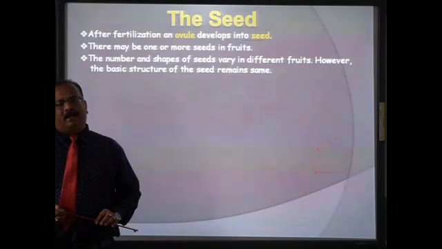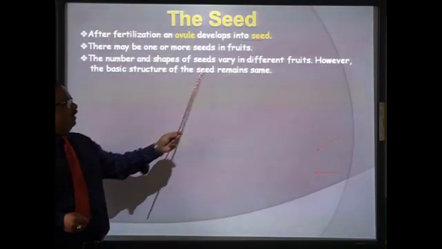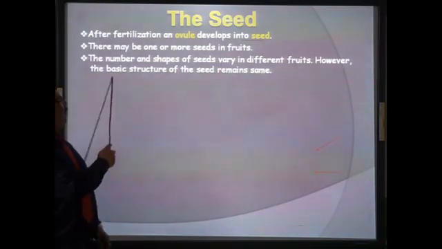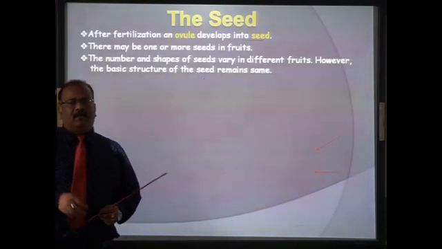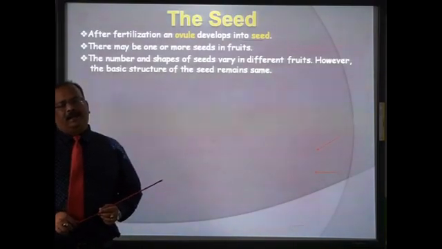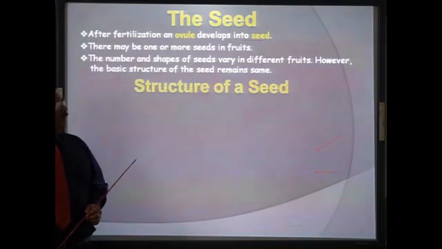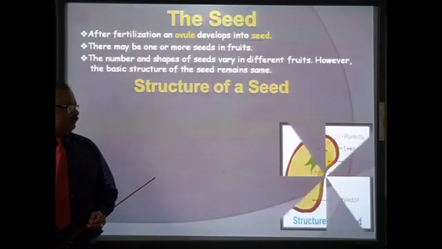All the seeds are the same, but they may look different. They may vary in shape and size, but the basic structure of the seed remains the same. If you know about one seed, all the seeds are like that only, structure wise. So let us study the structure of a seed.